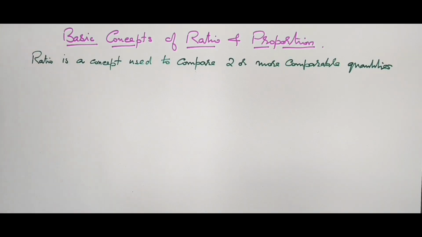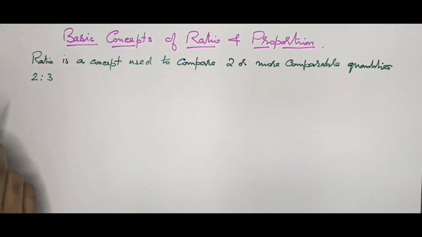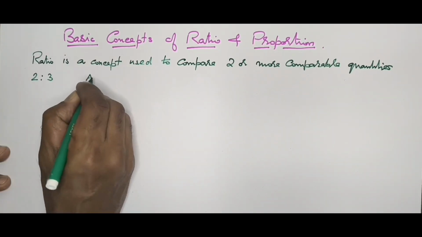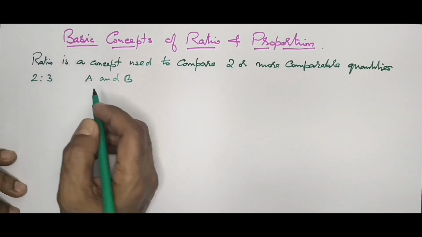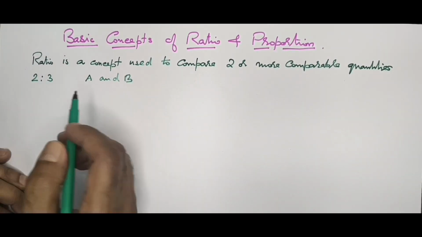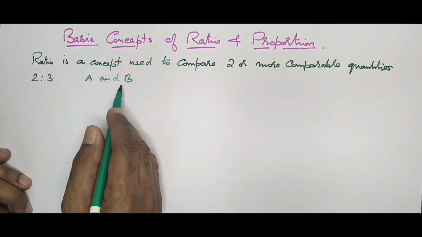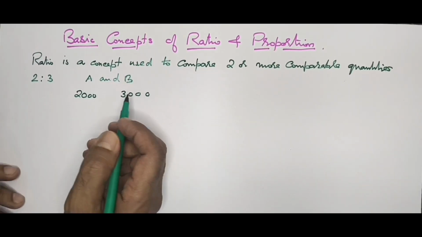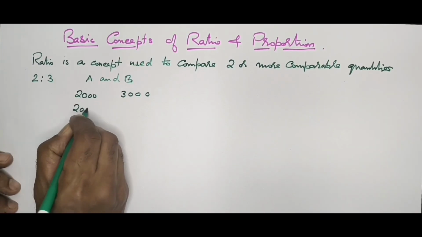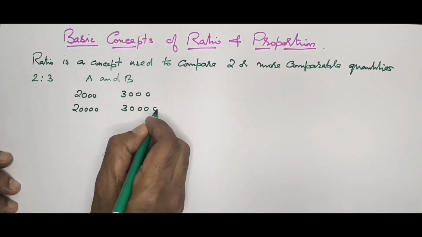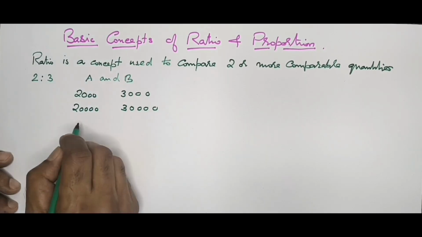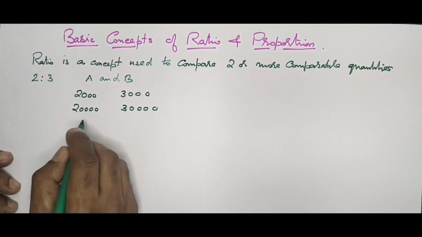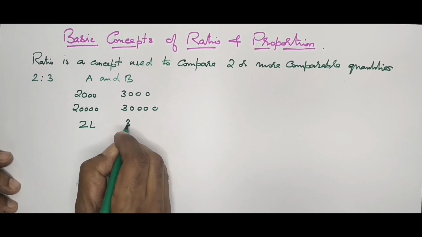For example, if I say 2 is to 3, generally this is the way, as you know, ratio is represented. Ratio of salaries of two people, say A and B, then what does it mean? It helps us get some possible values for their salaries. For example, A's salary can be 2000, B can have 3000, or A can have say 20,000, and in that case B will have 30,000. Or it could be 200, 300, 2 lakh, 3 lakh.